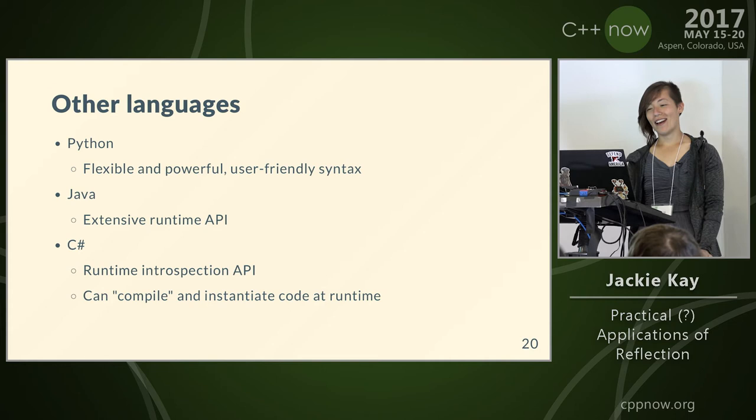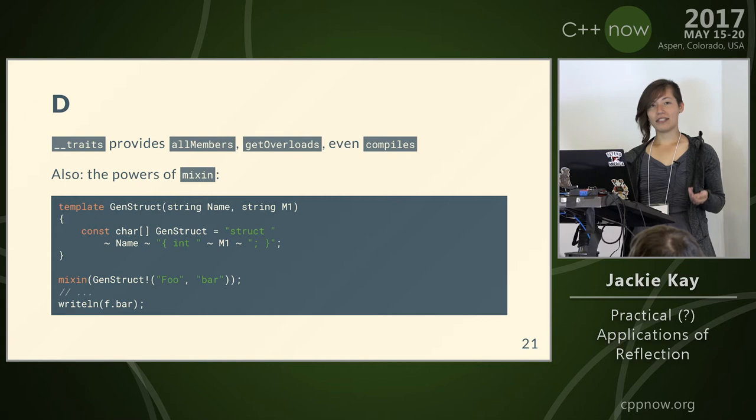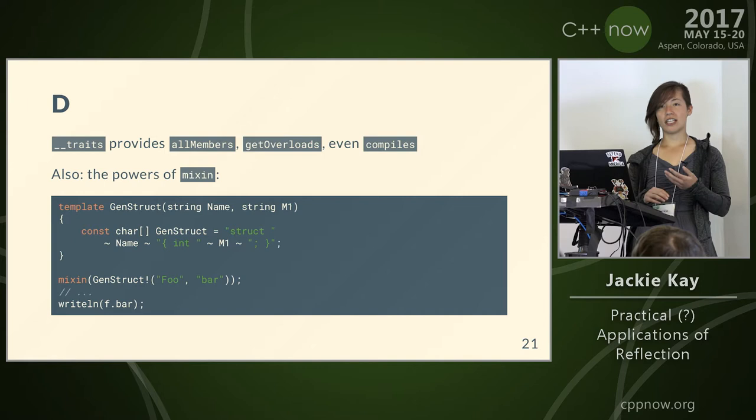Another thing I learned just this week, so I added a slide at the last minute, is D, which we'll hear a keynote about tomorrow. They have some really interesting compile-time facilities for the kind of thing that I want to do in C++. First of all, they have that __traits interface, where you can get all the members of a struct, you can get all the overloads of a function, a lot of other stuff. You can get the name as a constexpr string. And they even have this thing called compiles, where for a given expression, you can just check to see if that will compile. Which is quite powerful.